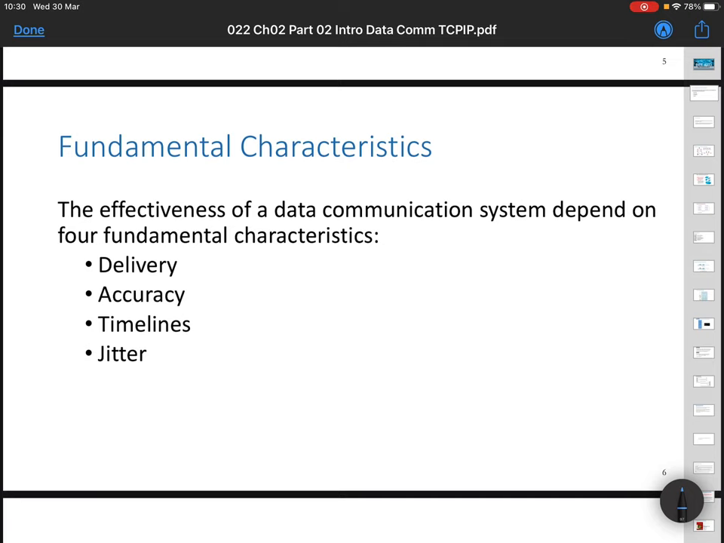Then, fundamental characteristics of data communication. The effectiveness of a data communication system depends on four fundamental characteristics. First, delivery. Second, accuracy. Third is timeliness. And four is jitter.